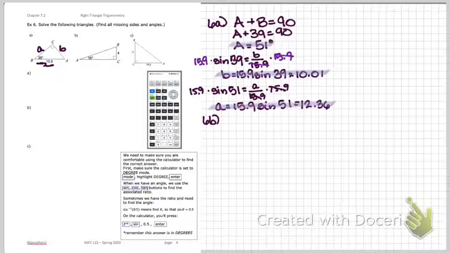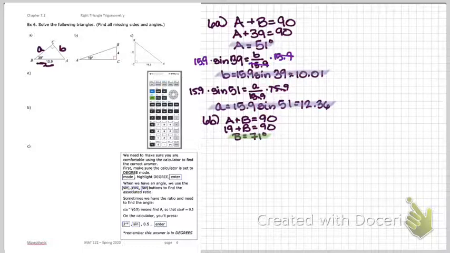Same thing. We have one side and an angle. So we're going to start by finding the measure of angle B. So A plus B is 90. I know angle A is 19. So the measure of angle B is 90 minus 19, 71 degrees. Sorry about that. Always comes in twos. So the measure of angle B is 71 degrees.